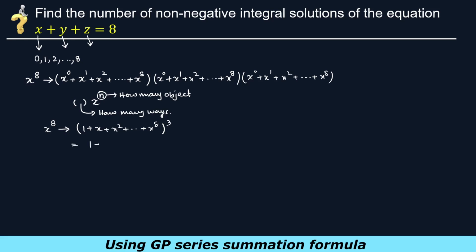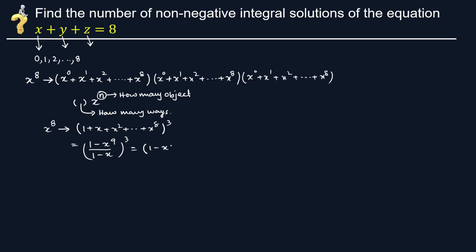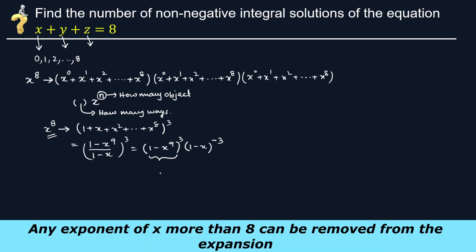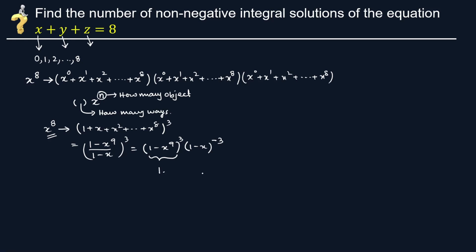So that gives us ((1 minus x to the power 9) over (1 minus x)) whole cubed. So that gives us (1 minus x to the power 9) whole cubed into (1 minus x) whole to the power minus 3. We have to find the coefficient of x to the power 8. From this expression, we can ignore x to the power 9 because it exceeds x to the power 8, so we don't need to consider it. So from here, we are only having 1. So all the coefficient of x to the power 8 will come from this expansion, and that will be the term C8 over here.